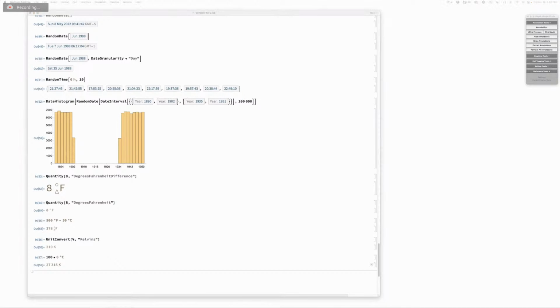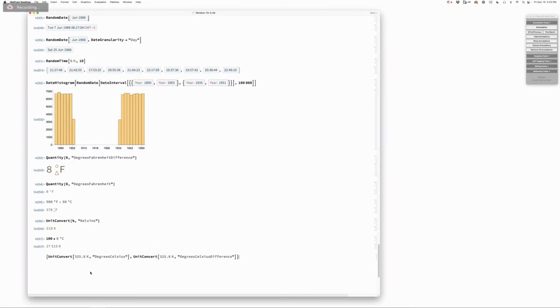So that means, for example, that if we were to do a unit conversion here from degrees Celsius and degrees Celsius difference, of that same absolute temperature, we'll obviously get completely different results, because this is the temperature difference from absolute zero, and this is the difference from, am I getting this the right way around? Oh yeah, that's from the zero of the Celsius scale. That's from absolute zero.